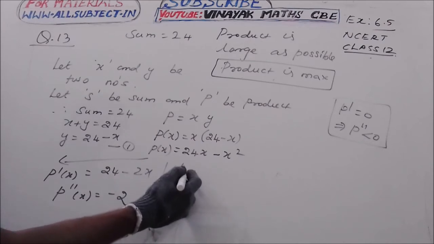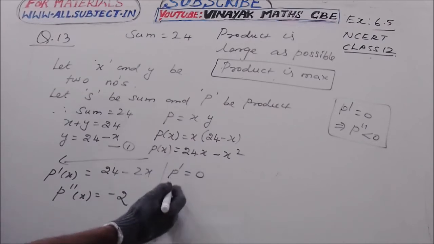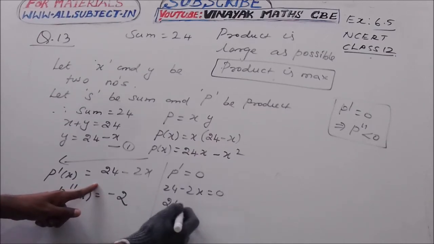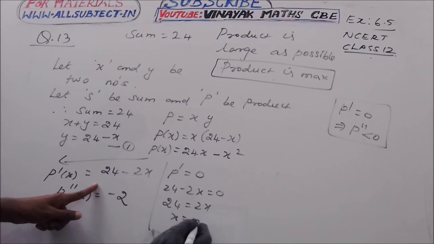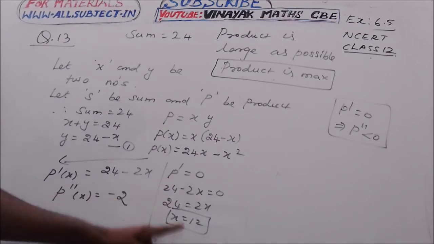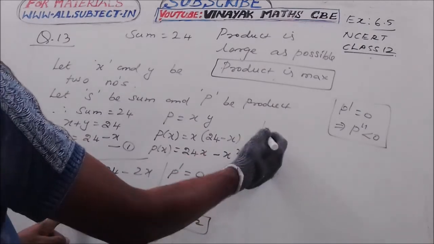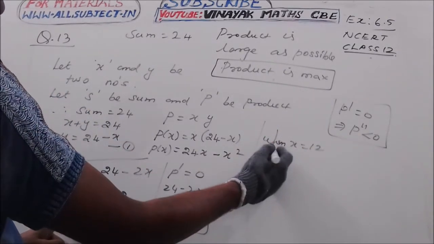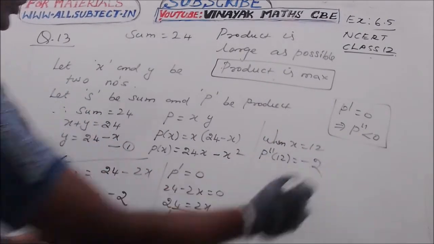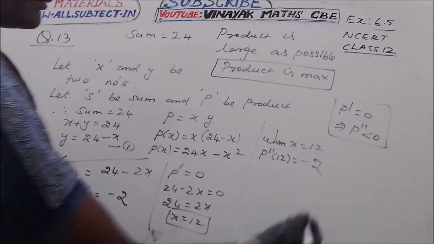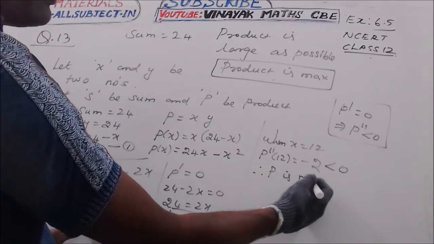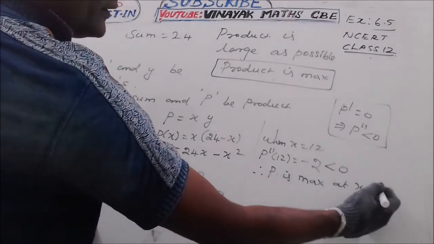Here p dash of x equal to 0 implies 24 minus 2x equal to 0, so 24 equal to 2x, x equal to 12. So when p dash is equal to 0, x is 12. Substituting x equal to 12 in p double dash, p double dash of 12 is equal to minus 2. It is always a negative constant value, so less than 0. Therefore, product p is maximum at x equal to 12.